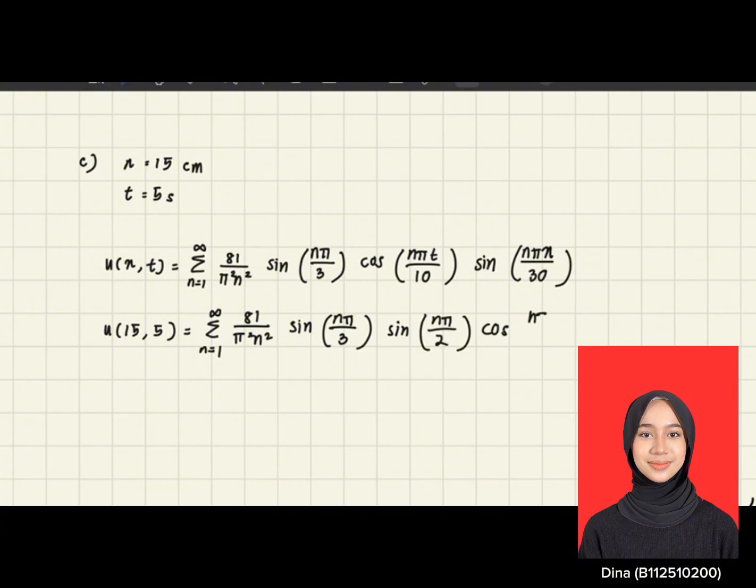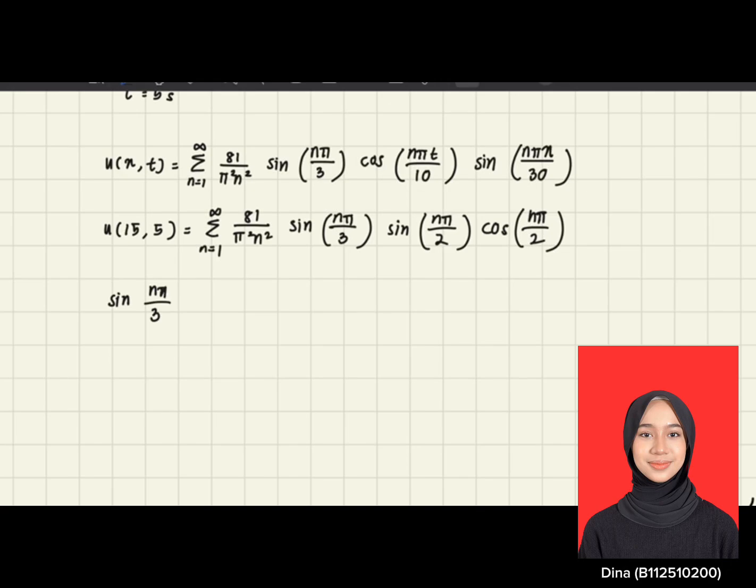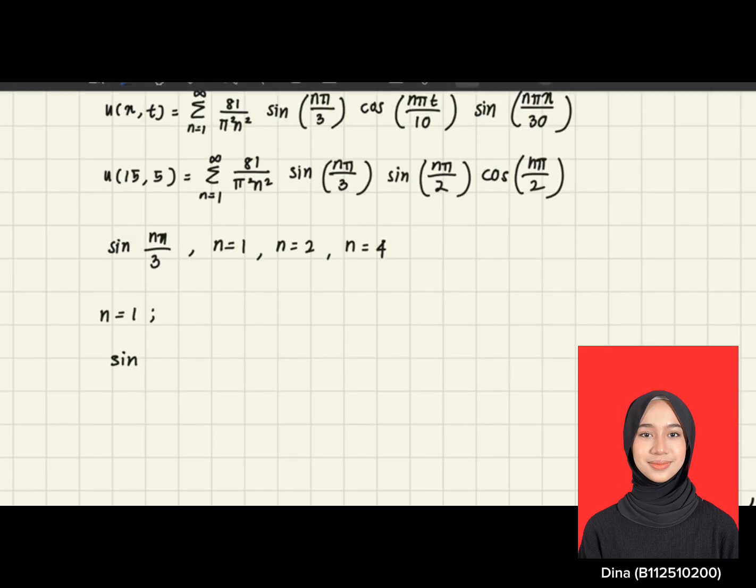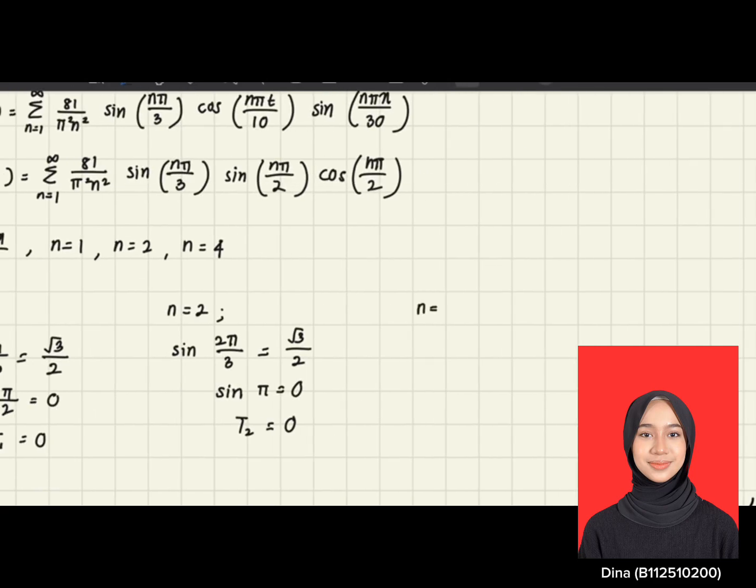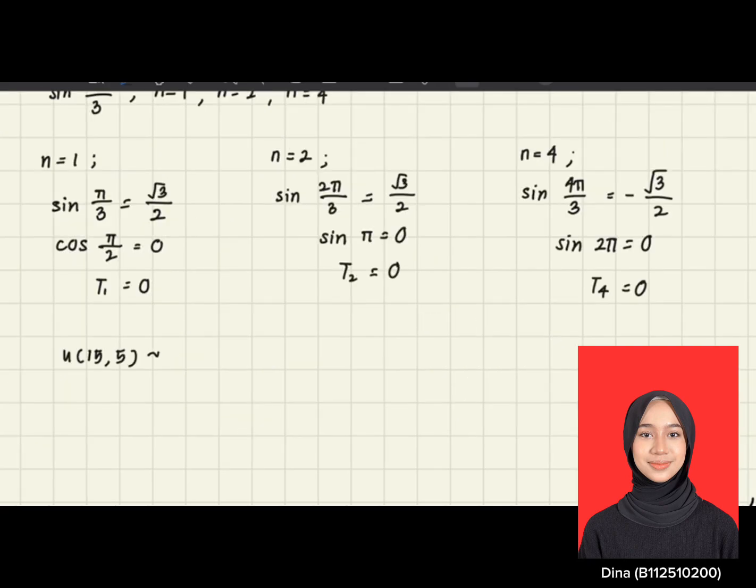So cos(n pi over 2), which means the nonzero sin(n pi over 3) cases are n equals 1, n equals 2, and n equals 4. For n equals 1, sin(pi over 3) equals root 3 over 2. So you get cos(pi over 2) equals 0, and T1 equals 0. For n equals 2, sin(2 pi over 3) equals root 3 over 2, and sin(pi) equals 0, so T2 equals 0. For n equals 4, sin(4 pi over 3) equals negative root 3 over 2, and sin(2 pi) equals 0. So u(15, 5) equals T1 plus T2 plus T4, which means 0 plus 0 plus 0.